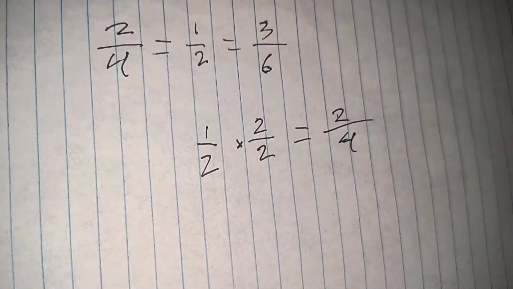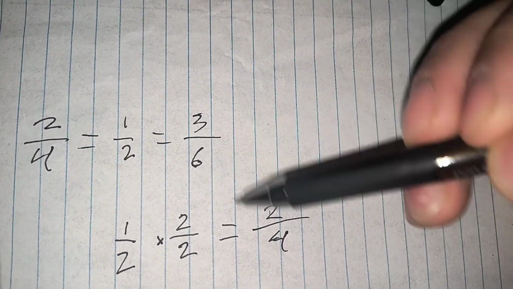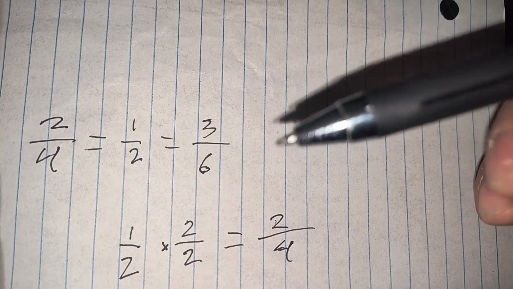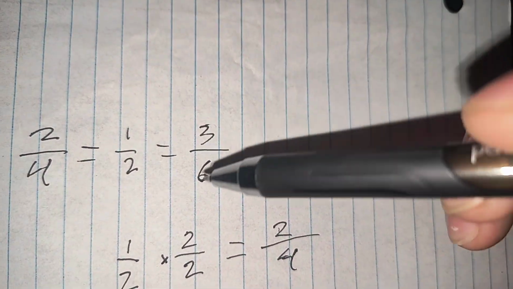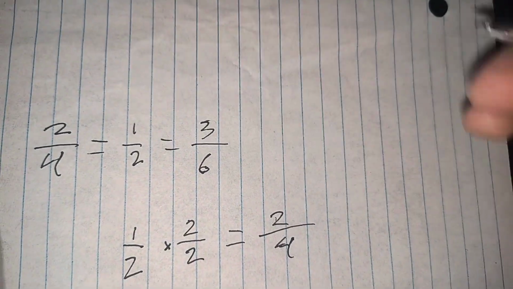And this is a really cool thing: if you take a fraction and you multiply both numbers of the fraction, the numerator and the denominator, by the same number, then you're going to have an equivalent fraction, a fraction that's equal to the original fraction that you multiplied.